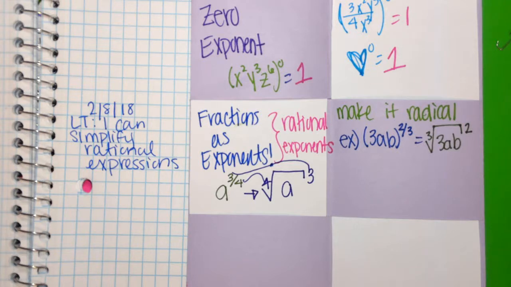What's the symbol called? Square root. It's called a radical.